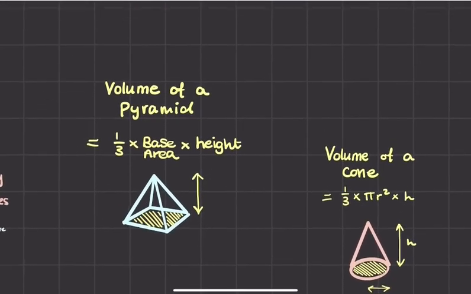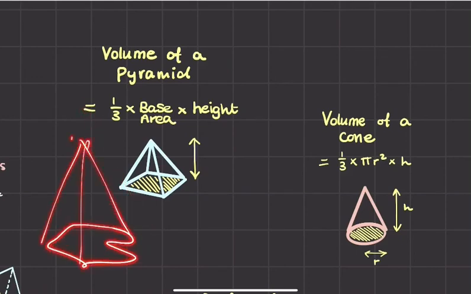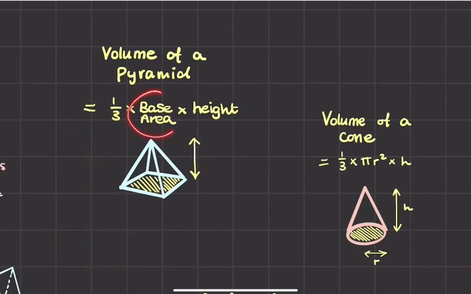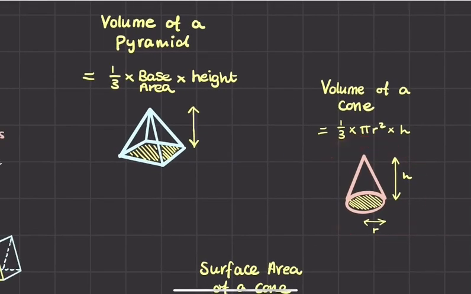We can also do volume of pyramids and volume of cones. The volume of a pyramid is 1/3 multiplied by the base area multiplied by the height. Quite a straightforward one to remember, and it doesn't matter how crazy my pyramid is. If it's a shape on the bottom and then it meets at the top, no matter what shape it is, it's always the same: the base area multiplied by the height multiplied by 1/3. We can also do the same for a cone. The base area there is just a circle, so we put pi r squared.